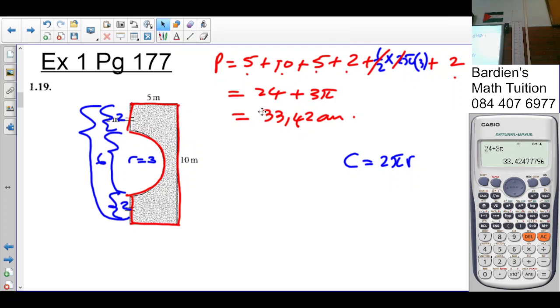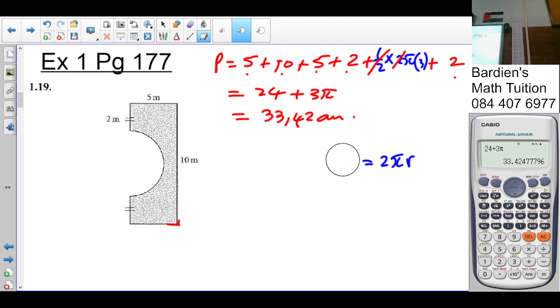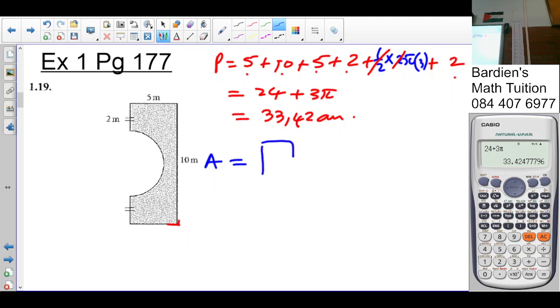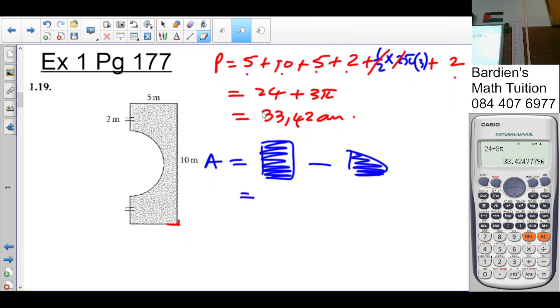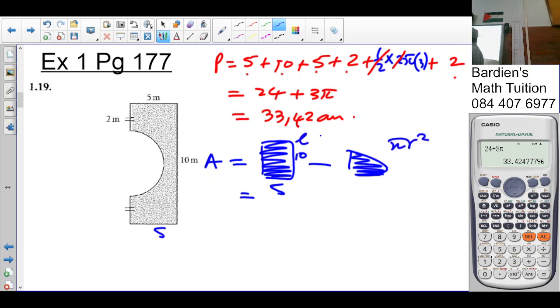So we're going to look at the area. We're looking at the area of this piece. So the area is, what shapes are evident here? So the rectangle minus the semicircle. Not so? So this rectangle is measuring what? What's the measurements here? The dimensions. It's going to be 5 by 10. And the area of a circle, how do you calculate the area of a circle?